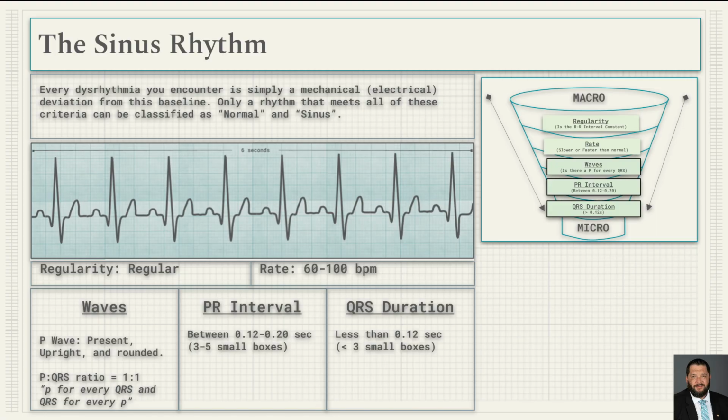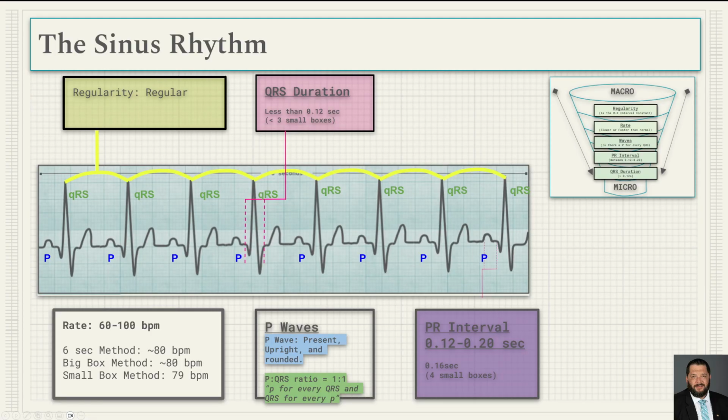So let's look at our first rhythm, the normal sinus rhythm. Starting at the top with our process, we're going to look at regularity. Is the R to R interval regular? Yes, the regularity is regular. Next, we're going to look for the rate. Using the 6-second method, we're about 80 beats a minute. That's confirmed by both the big box and the small box method, which puts us well within the intrinsic firing rate of the SA node.